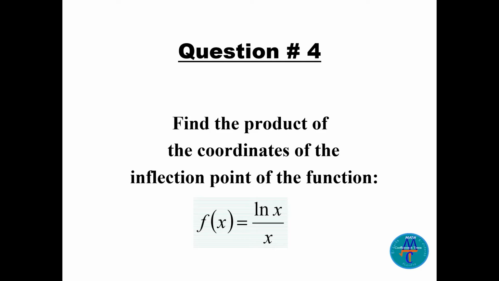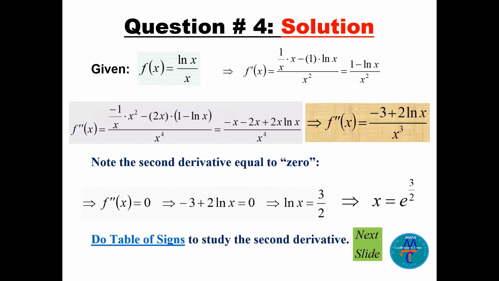Question number 4 says, find the product of the coordinates of the inflection point of the function f of x equals ln of x divided by x. Here we need to find the product of x and y if this point is an inflection point. So f of x is equal to ln of x divided by x. Let's find the first derivative.